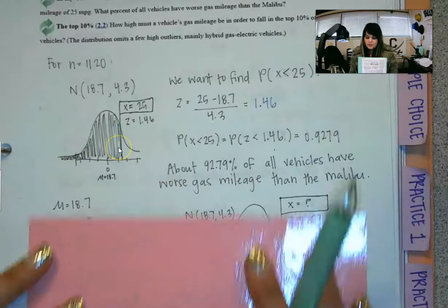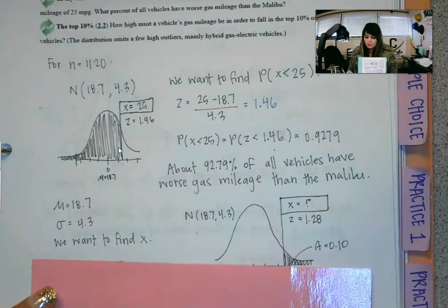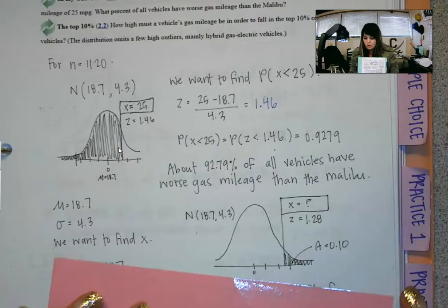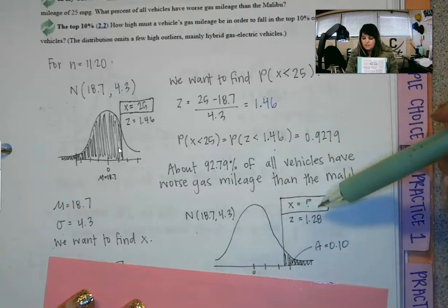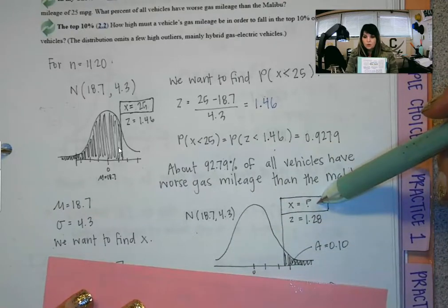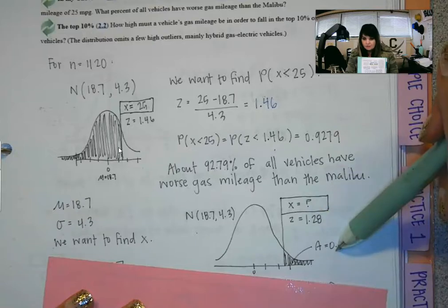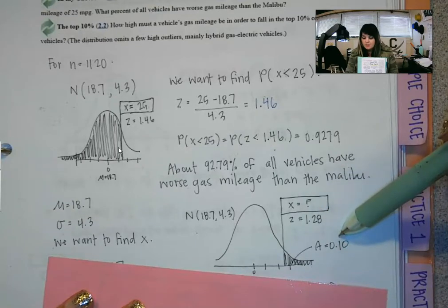Okay, for the top 10%, we work backwards. So I want you to notice a little bit how my picture is different. So this time, I do not know x. And what they gave me was area. They told me that the area to the right is 10%.